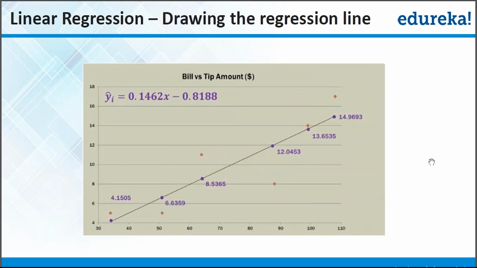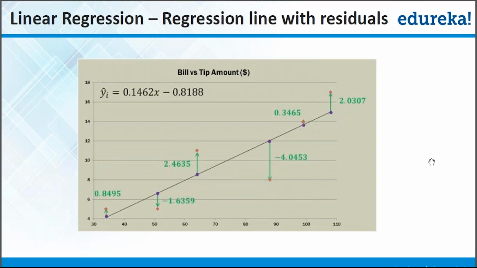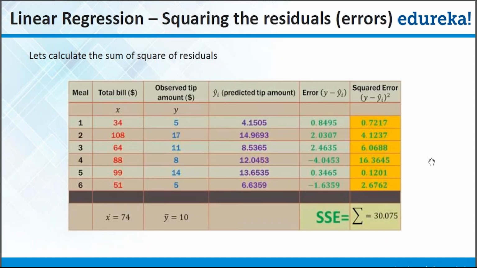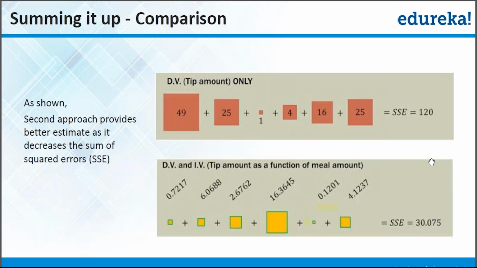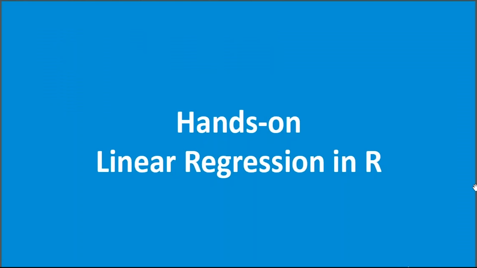So just a minute. Bill amount again, they have put with residuals, which is the error here, right? Squaring the residuals, as we saw in the very first example, so that this results in a positive value. The second approach, a better estimate, decreases the sum of the squared errors. This is the dependent variable and independent variable: tip amount as a function of meal amount. So this is what we are getting.